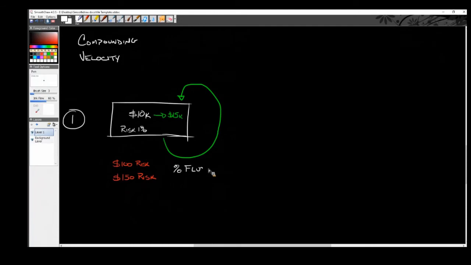Perfect. So your percent fluctuation may be the same. Fluctuation is equal, let's just say same. But the problem is the dollar amount. The dollar amount of the fluctuation increases, right? Yes. And that's what can mess with your head, right? There's the psychology part. Exactly.